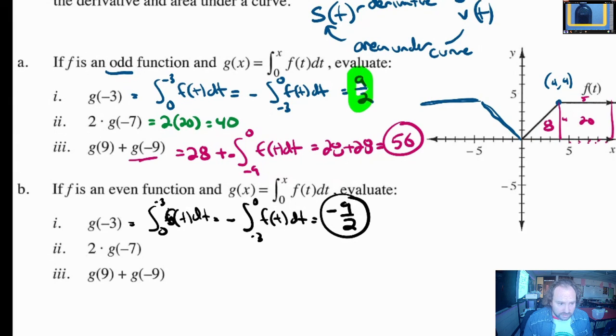2 times g of negative 7, I think you might be seeing what's going on here. It's going to do the exact same thing as above, only negative. So this will be negative 40. And here's what's interesting. Question B3, those are going to cancel out. Because what will happen is very similar to what happened here, the integral from 0 to negative 9 will be the same as the integral from 0 to positive 9, but then we're going to make it negative by switching the order of the bounds. So they'll actually cancel out and become 0. There we go. Hey, pretty cool.